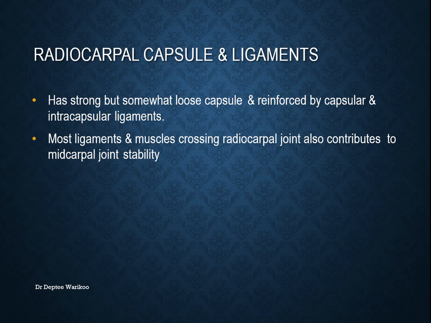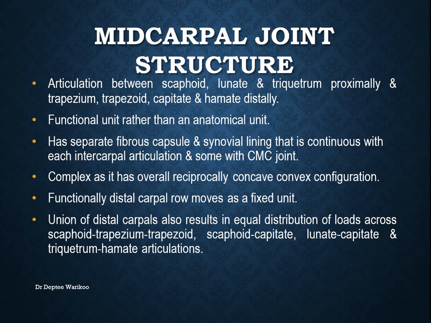Now we will talk about the radiocarpal capsule and the ligaments. The radiocarpal joint is enclosed by a strong but somewhat loose capsule and is reinforced by capsular and intercapsular ligaments. Most ligaments that cross the radiocarpal joint also contribute to stability at the midcarpal joint. And so all the ligaments will be presented together after introduction of the midcarpal joint. So stability will depend mainly on these ligaments.